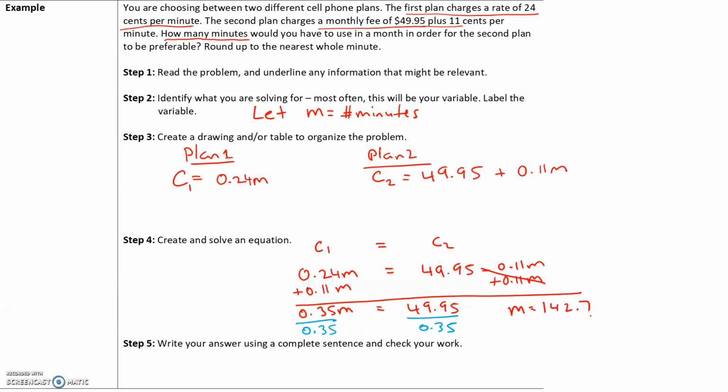But you can't talk, I guess you can talk for 0.7 of a minute, but you have to round. So we're going to round this to 143 minutes. So write your answer using a complete sentence. The question was, after how many minutes would the second plan be preferable? So we're going to say after 143 minutes, the second plan is preferable. Or I'm just going to use better.